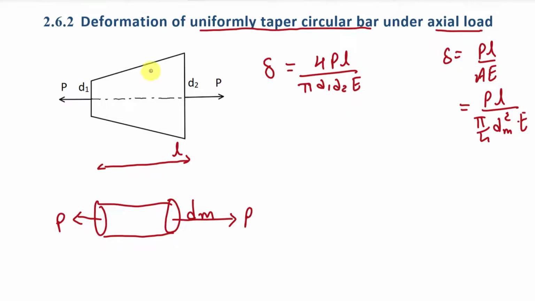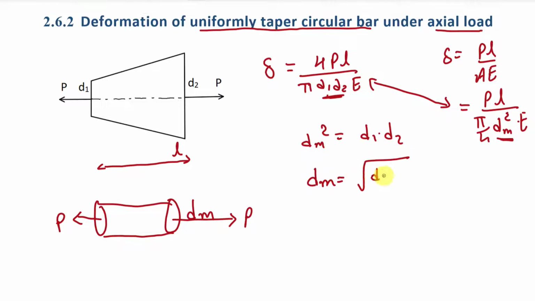Now deformation in both the bodies should be the same, so both terms will be the same. If we compare both terms, then we will get dm square is equal to d1 into d2, right? This dm square will be d1 into d2. So finally mean diameter will be root d1 into d2, and it is the geometric mean of diameters d1 and d2, right?